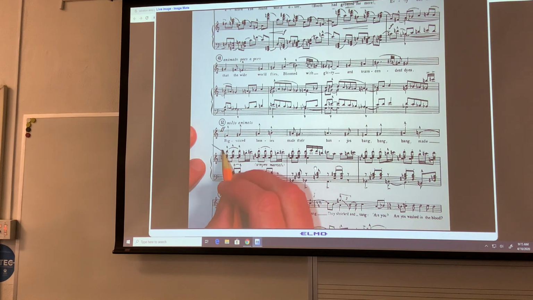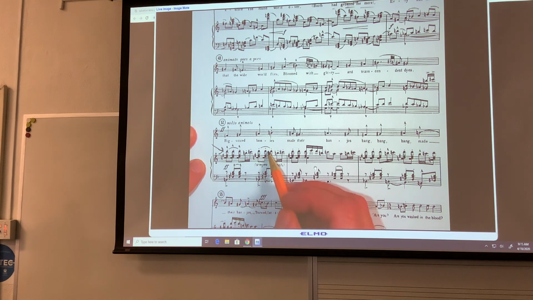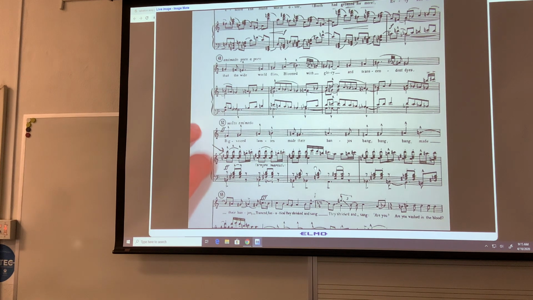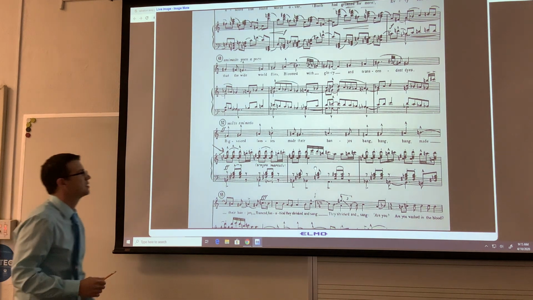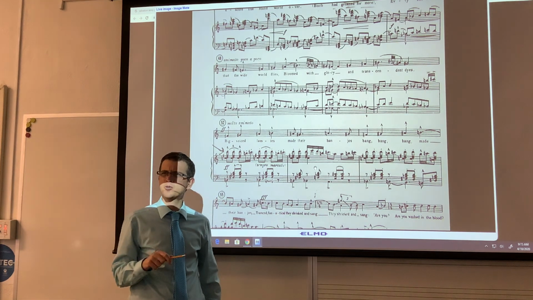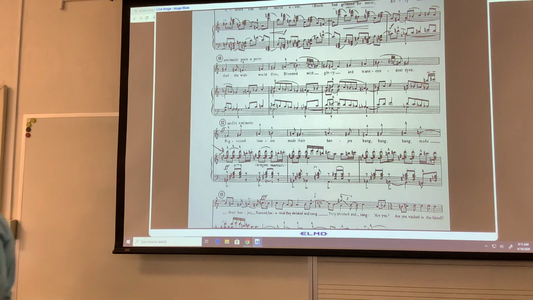Here we have an old-timey song. I'm trying to remember what that song is. Is that from "Oh Dem Golden Slippers"? I think it might be the chorus from the old-timey song "Oh Dem Golden Slippers."